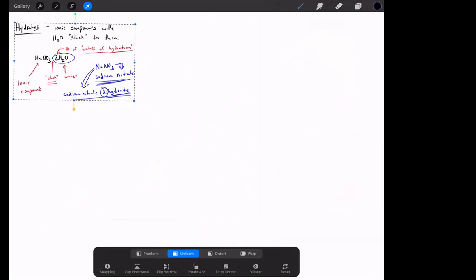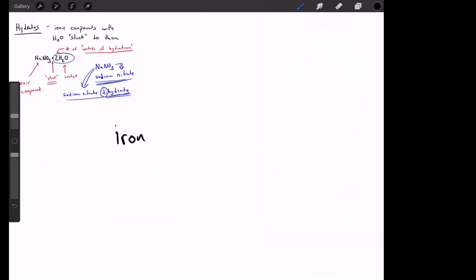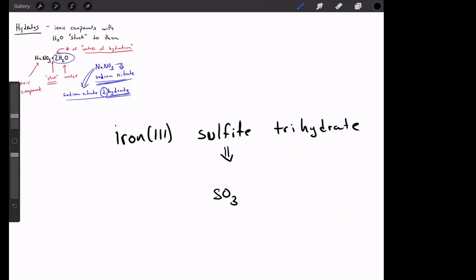So let me give you an example in the reverse order. What's the formula for iron 3 sulfite trihydrate? So we got a lot of work to do. I think most of the work involves identifying the polyatomic anion sulfite, SO3 2-. We know that iron 3 is a monatomic ion of iron with a 3+ charge. Trihydrate means that whenever I figure out that formula, I'm going to add 3 waters of hydration to it.